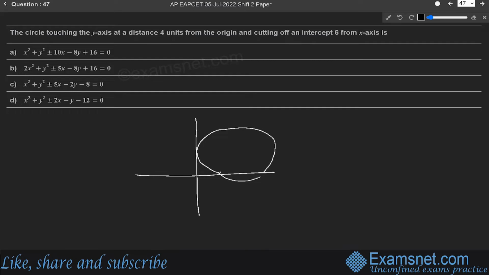So it is just a rough diagram to make you understand. Let this be the center and let this be the radius. Let us name it A and B. Now, consider this as a point C and consider this as a point D. This is x-axis and this is y-axis.